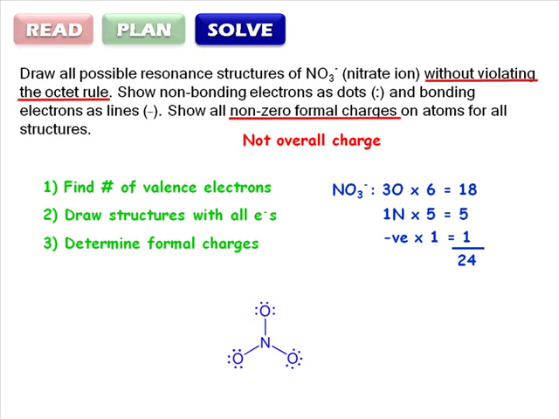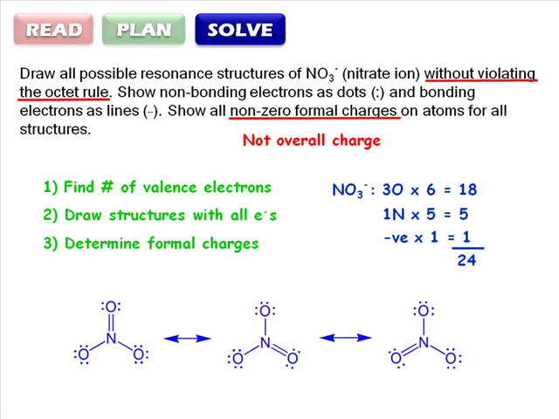This is represented by removing a lone pair from one of the oxygen atoms and drawing a second line from that oxygen atom to the nitrogen atom to form a double bond. Since any of the 3 oxygen atoms could have shared a pair of electrons, we can draw 3 equivalent resonance structures.